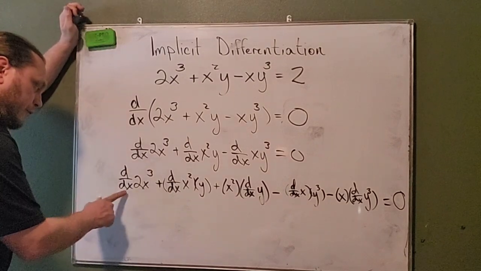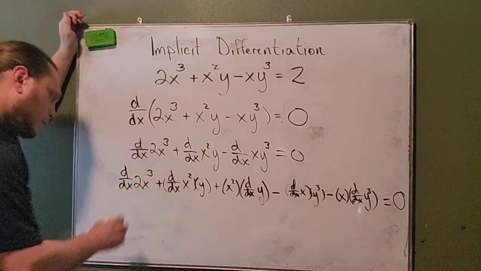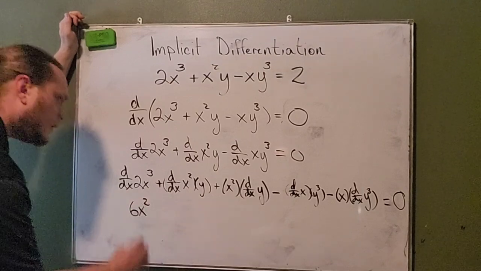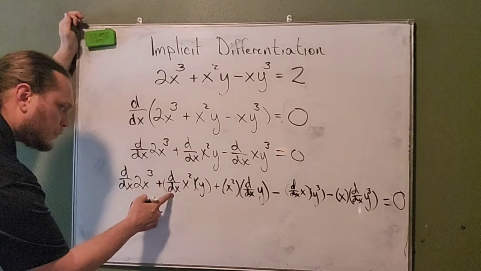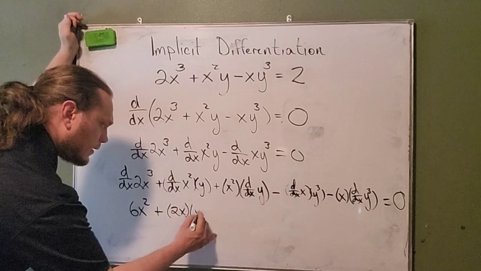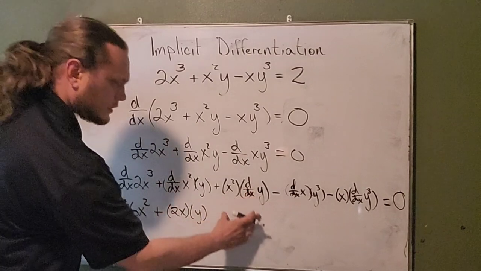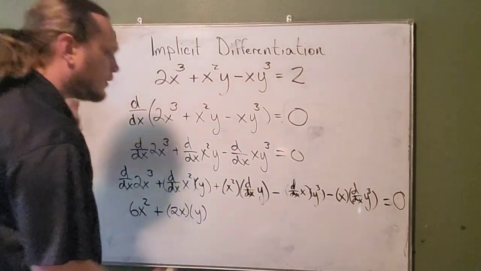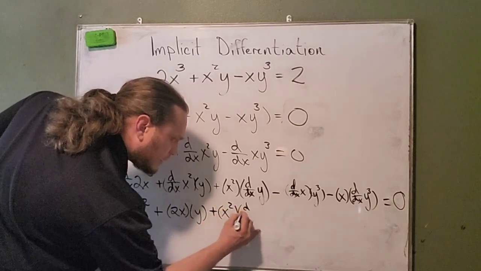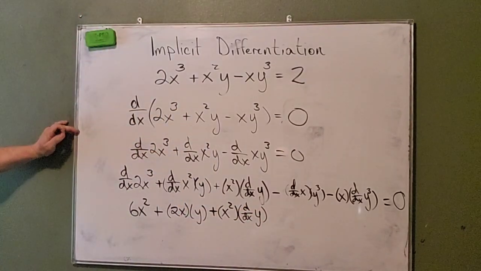So right here, the derivative with respect to x of 2x cubed, using the power rule, is going to give us 6x squared, plus the derivative with respect to x of x squared, which is going to be 2x times the y. We're going to just bring this down, no change here because this is an implicit derivative that we're going to do. So this is plus x squared times that derivative operator with the expression there being y.